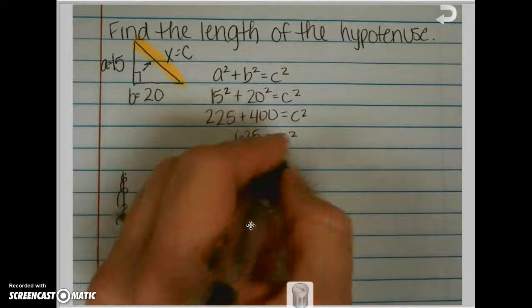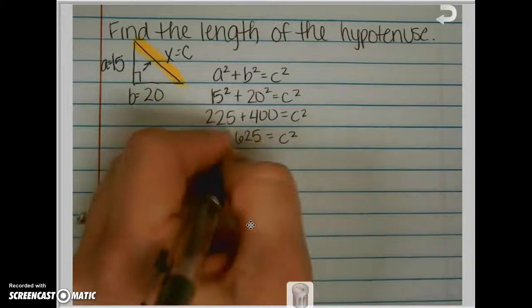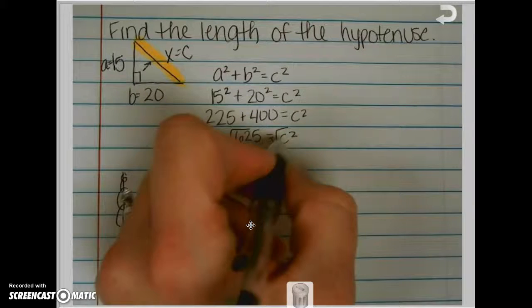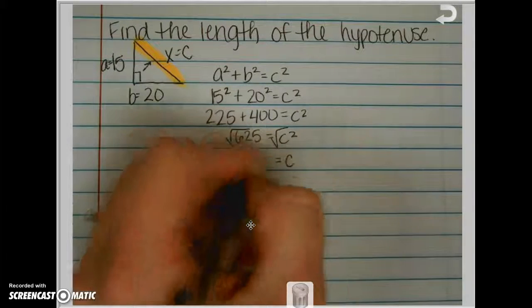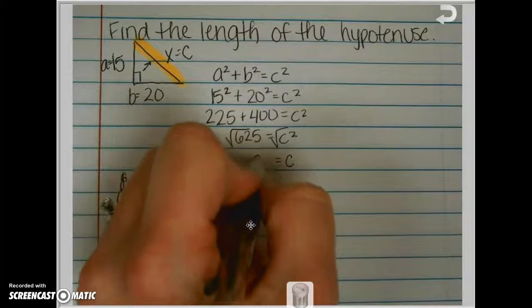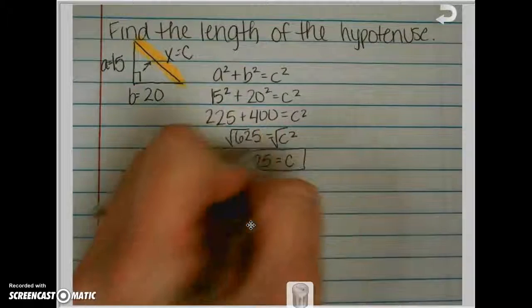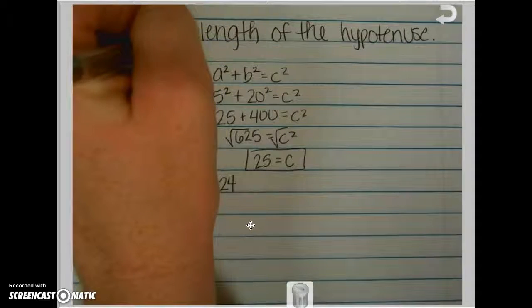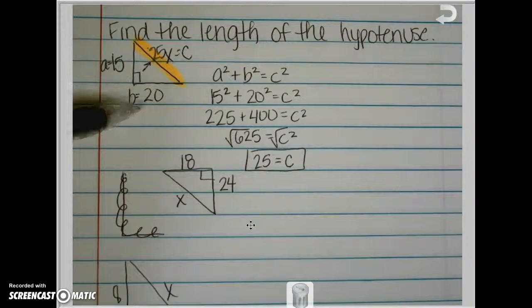So in order to find C, I need to take the square root of both sides. So if I take the square root of C squared, I get C. And if I take the square root of 625, I get 25. So this side length right here would be 25. 25 is bigger than 20, and 25 is bigger than 15, so I know that's a correct answer. Let's go to the next one.